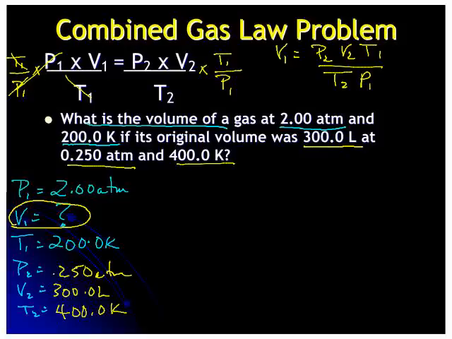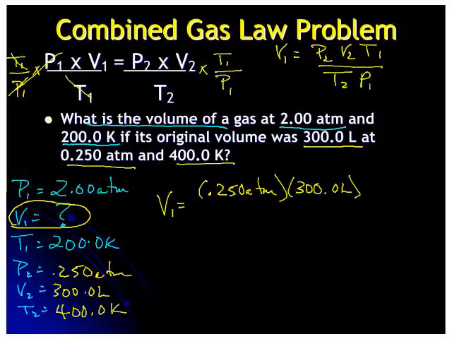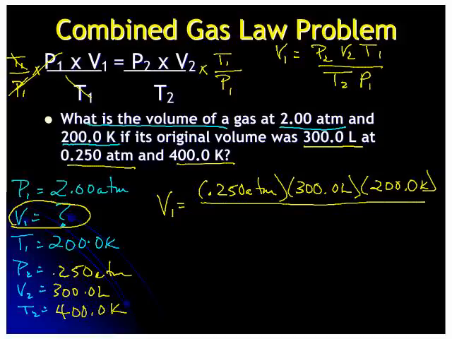Alright, now it's real easy just to go back in and substitute numbers. V1 is equal to P2, so look at the list, 0.250 atm. V2, well, V2 was 300.0 liters, and T1 was 200 Kelvin, like that. And then on the bottom, T2, 400.0 Kelvin, and P1, which is 2.00 atmospheres.